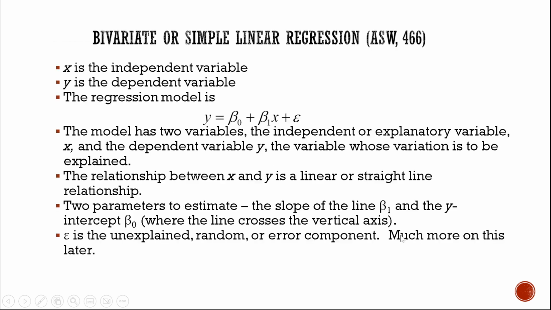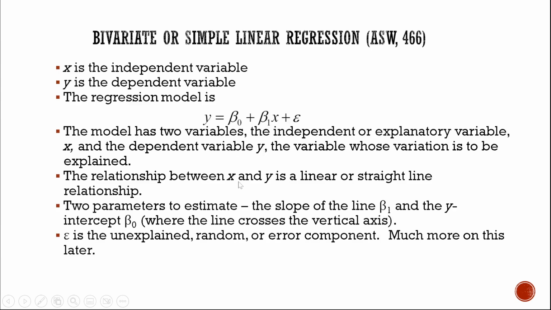So bivariate or simple linear regression is defined as a formula of y, which is the dependent variable, and functions of x, the independent variable. So the regression model is y equals beta 0 plus beta 1 times x, wherein x is your independent variable, plus e, where e is the margin of error. So the model has two variables, the independent or explanatory variable x, and the dependent variable y, the variable whose variation is to be explained.